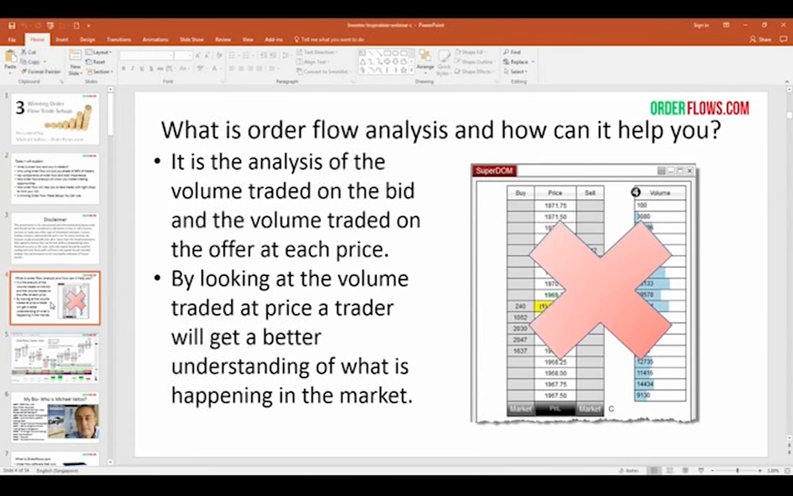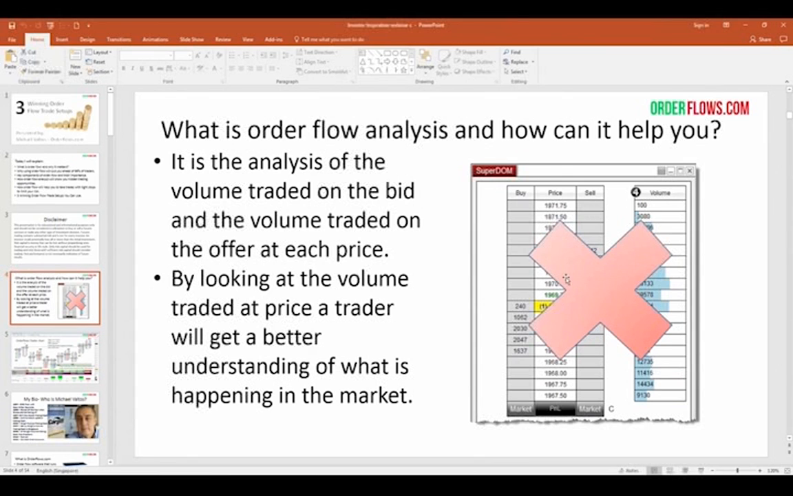So what is order flow analysis and how can it help you as a trader? Well, it's the analysis of the volume traded on the bid and the volume traded on the offer at each price. And by looking at the volume traded at price, a trader will get a better understanding of what's happening in the market. Now, I have a picture of a Superdome.